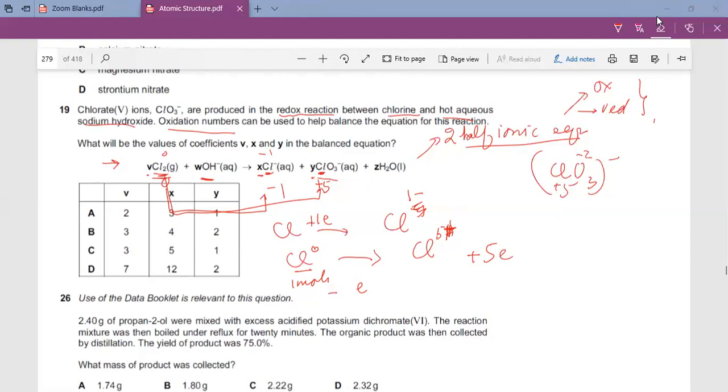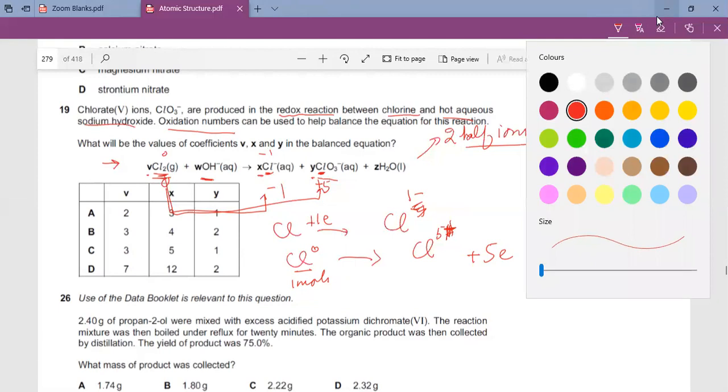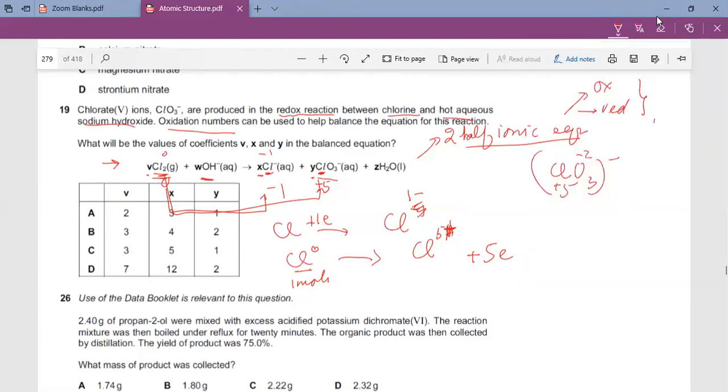Come on, you want to hurry? Okay. Where is it? Okay. Right. So now for Cl to go to +5, it must lose 5 electrons. So if 1 mole loses 5 electrons, how many moles of this must accept the electrons? 1 mole accepts 1 electron, so 5 moles will accept 5 electrons.